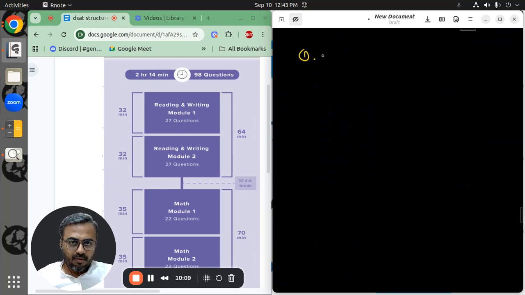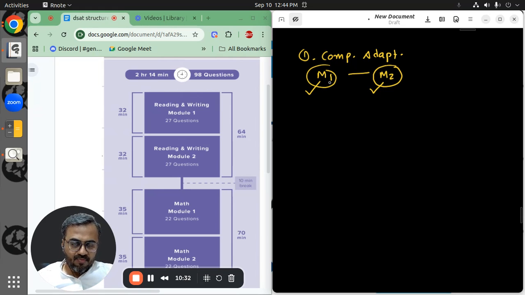First, it is a computer delivered test, but it is a computer adaptive test. It's basically divided in two modules, reading and writing and math. So your performance in the first module will decide the difficulty level of the second module. If you do not perform well in the first module of reading and writing, say for example, then the second module will be easier and you will receive a very, very compromised score in the verbal section in that case. Same goes with the math section.